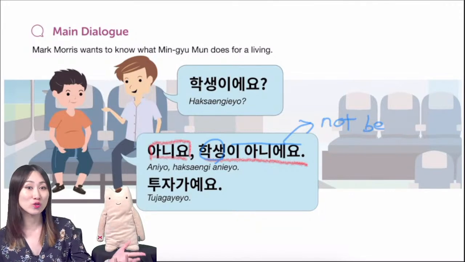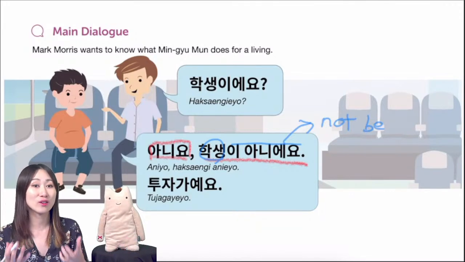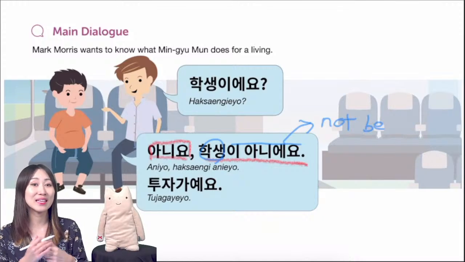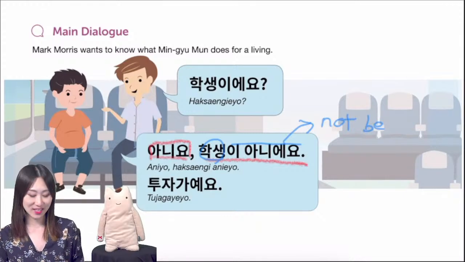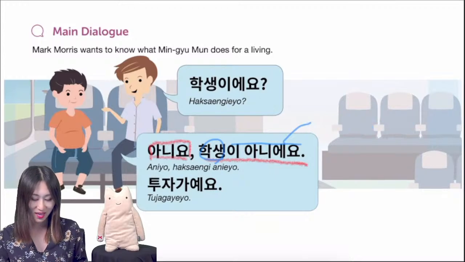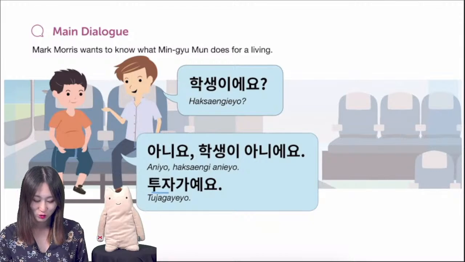Or she's not a student. He's not a student. There's no subject. So in the context, it can mean anything. But in this situation, it's most natural if you say I'm not a student. 학생이 아니에요. Okay, then who is it? 투자가예요.